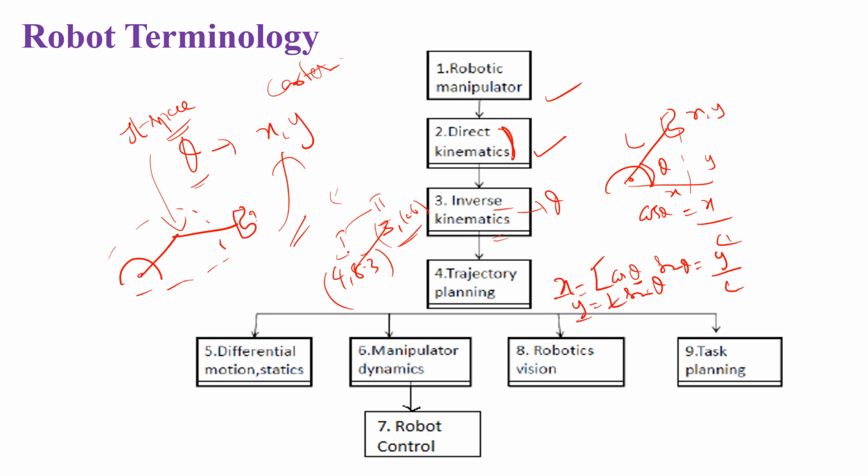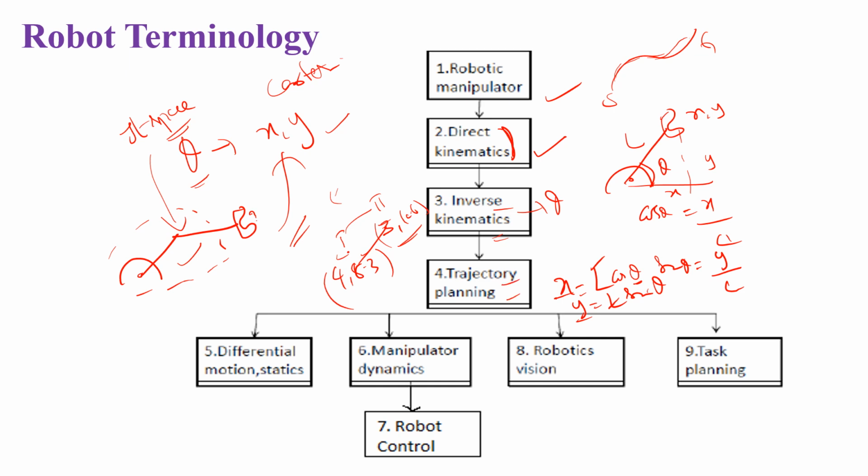Then from this we have to do the trajectory planning. You have to decide whether you want to do the trajectory planning in joint space or in Cartesian space. Trajectory means you have to say that this is the start point, this is the goal point, and you have to say with how much velocity your manipulator should move. That information will be given by trajectory planning.